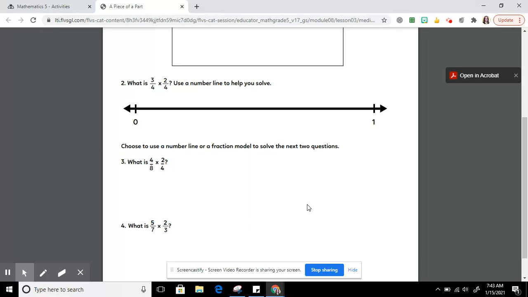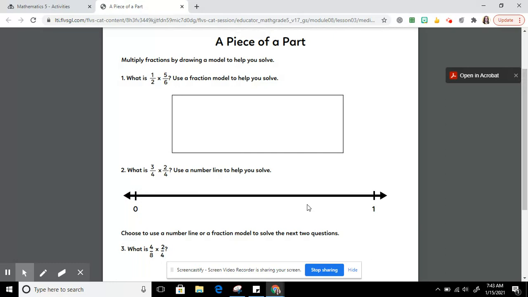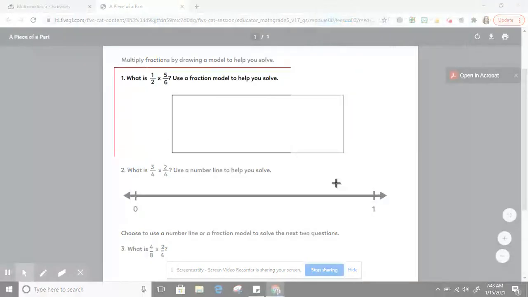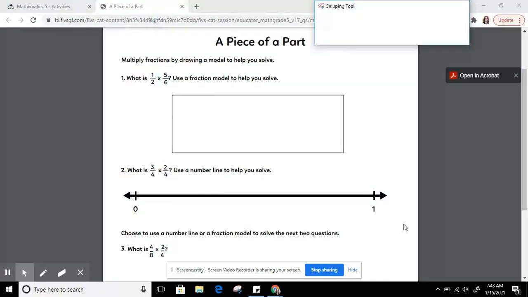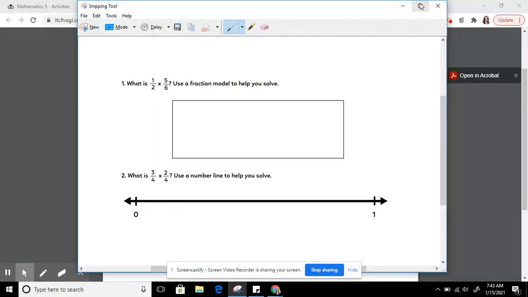I'm not looking at just for the answer. I'm looking for how you're solving it by using one of those 2 models, either the fraction model or the number line. So I'm going to do number 1 and 2 as a model so that you have those as examples to help you with 3 and 4. So I'm going to go ahead and screenshot those 2 problems.